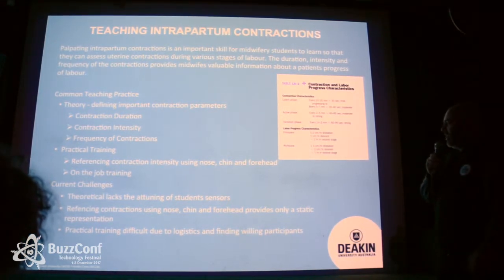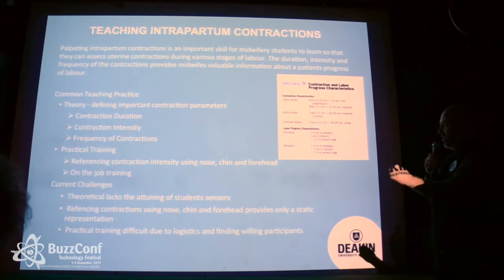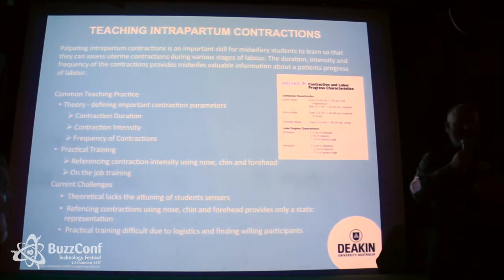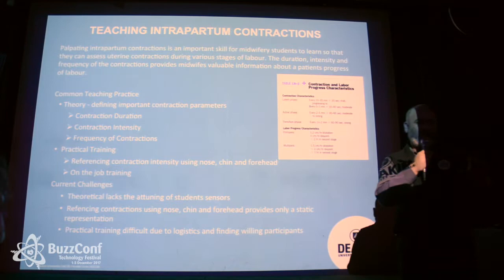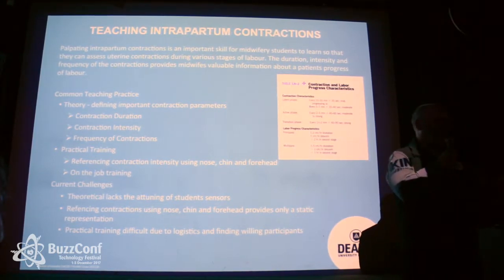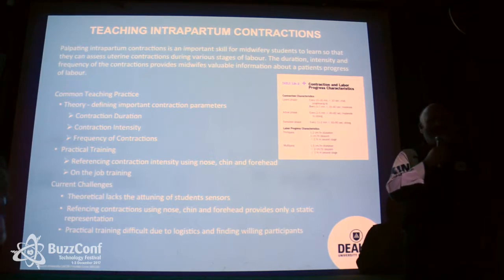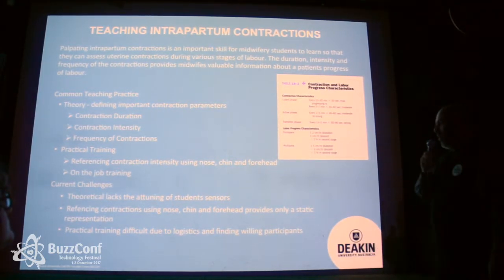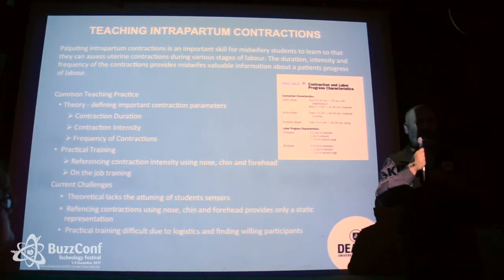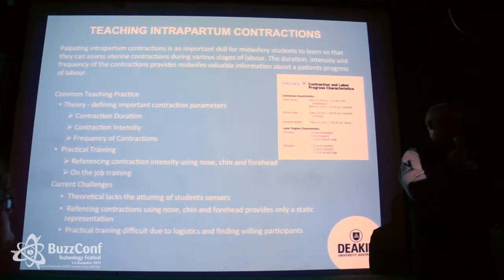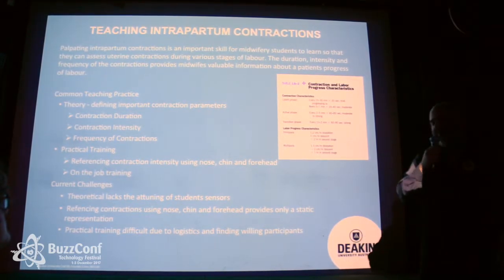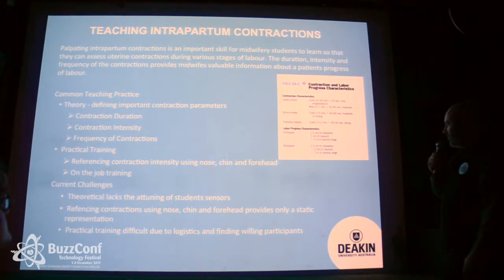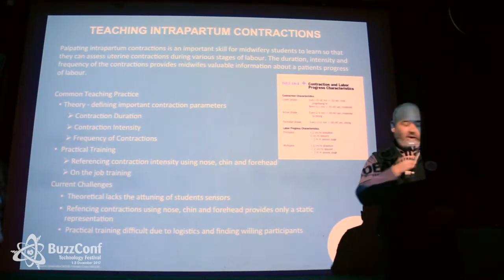The current challenge with this kind of training is you're trying to attune students' senses to pick up these contractions, but you've got to find participants. Imagine a class of 30 students. I can't really go storming into a hospital room and have everyone have a go. Even if they do, how does the lecturer mark the students? There is no baseline to mark them against. Each student's going to get a different experience. So it's very difficult to find willing participants.